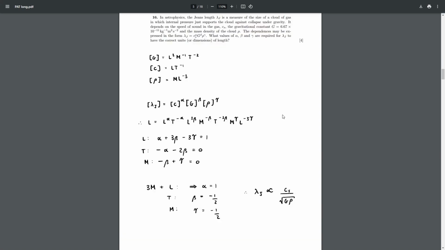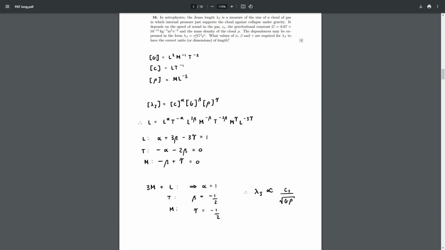Question 16. In astrophysics, the Jeans length, lambda j, is a measure of the size of a cloud of gas. And then it tells us a bunch of extra stuff. It tells us it depends on the speed of sound in the gas, the gravitational constant, which it gives us in fundamental base units, and the density of the cloud, rho. The dependencies may be expressed in some form, c to the alpha, G to the beta, rho to the gamma. And we're asked for the values of alpha, beta, gamma which are required for the Jeans length to have the dimensions of length, which are meters.